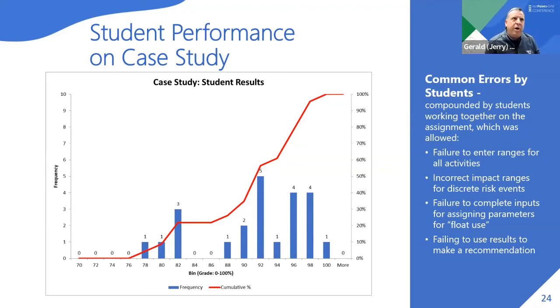I found students were very good at putting the discrete risk events into NetRisk. However, they would have some sort of problem putting the actual impact values in. They must have misunderstood what information they were given and how to apply it in NetRisk. There were also a few students that failed to do part B of question number 2, which was to do the simulation considering float use. And lastly, as I mentioned before, some failed to actually make a recommendation. So that's why they're scored there.